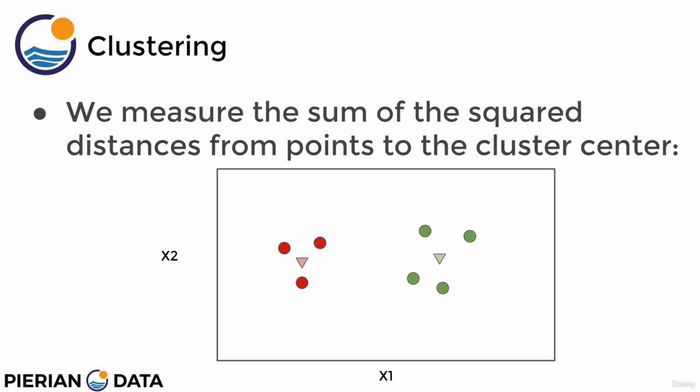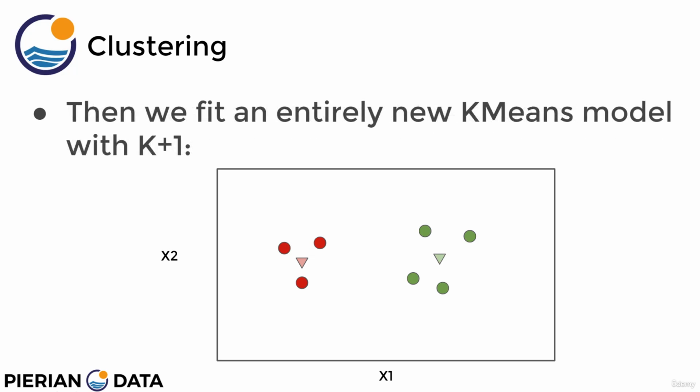And then on the right hand side, we have the same thing. The green cluster, we're going to measure those distances, square them, and then sum them all up. And the better the fit for the cluster, the lower that value should be. However, there is a trade-off eventually. So let's try fitting an entirely new k-means model with k plus 1. So we go from k equal to 2 to k equal to 3.